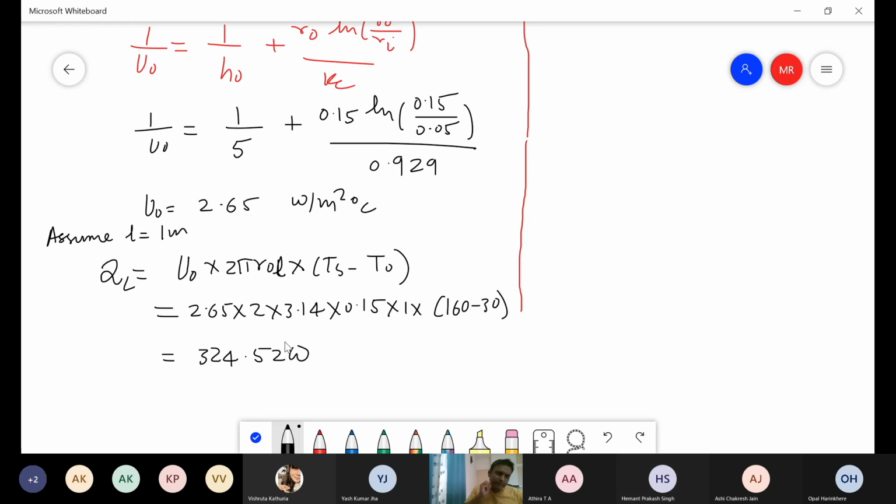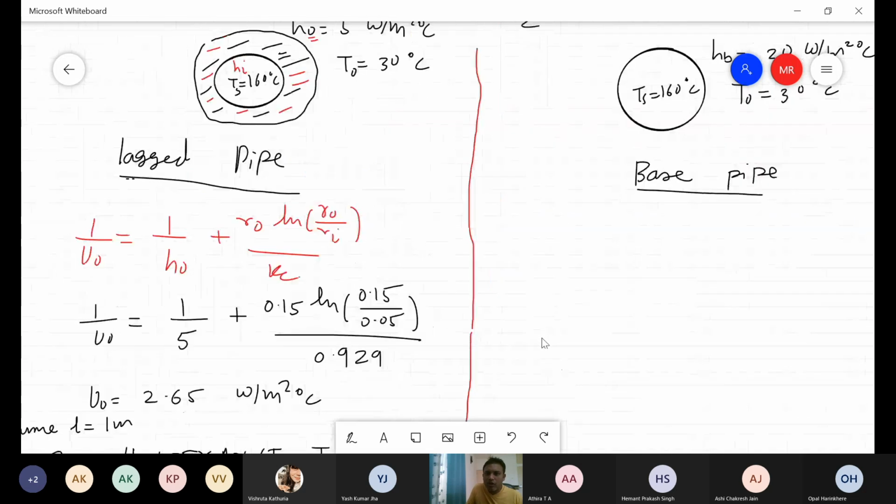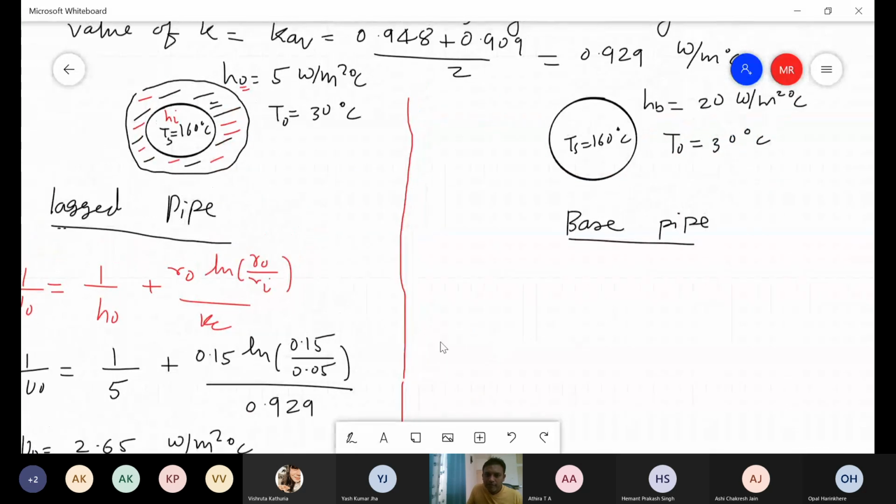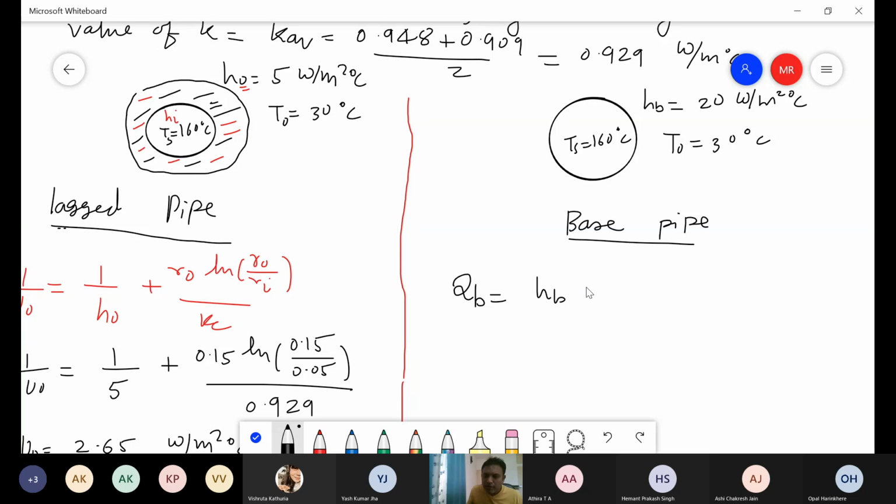324.52. Okay, right. Clear? Is it clear to everyone? Now, in a similar manner, we can calculate the heat loss from this bare pipe, isn't it? So heat loss from the bare pipe, let's say QB. What will be QB? In this case it is going to be HB into AB, that is the area of the bare pipe, into Ts minus T naught.